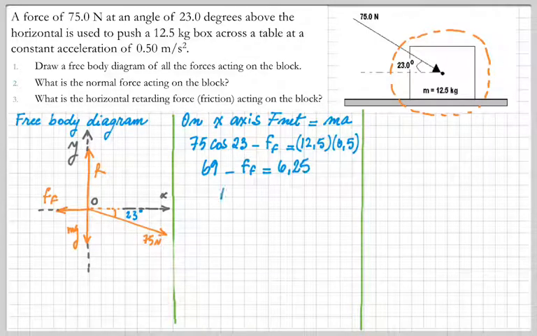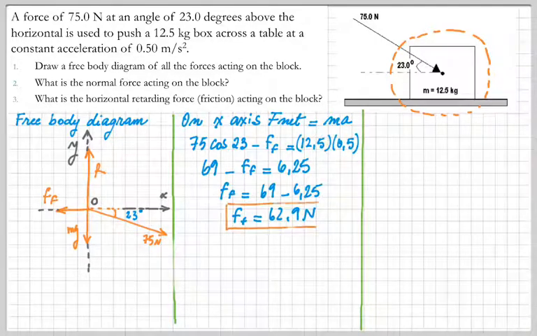So 69, if you calculate, minus F equals 6.25. So if we rearrange the equation, we get the friction is 69 minus 6.25, or friction is 62.9 newtons to the right. Okay? So pay attention that I've drawn a reference frame in gray, X and Y.